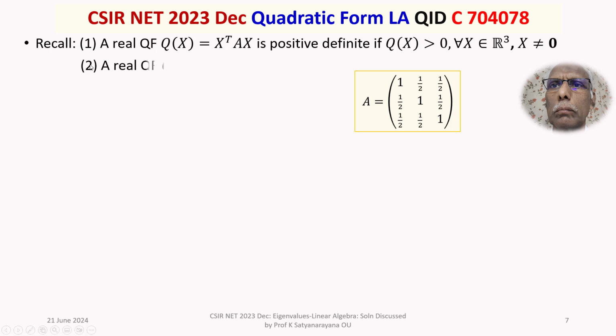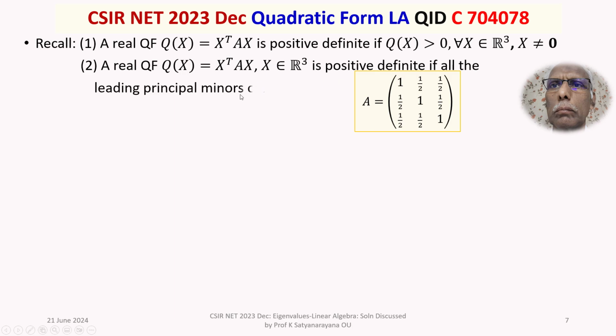The other result: a real quadratic form Q of X is equal to X transpose AX, X belongs to R cube, is positive definite if all the leading principal minors of A are positive. What are the leading principal minors of capital A? The leading principal 1 minor is 1 only, which is greater than 0. The leading principal 2 minor is the determinant 1, half, half, 1.